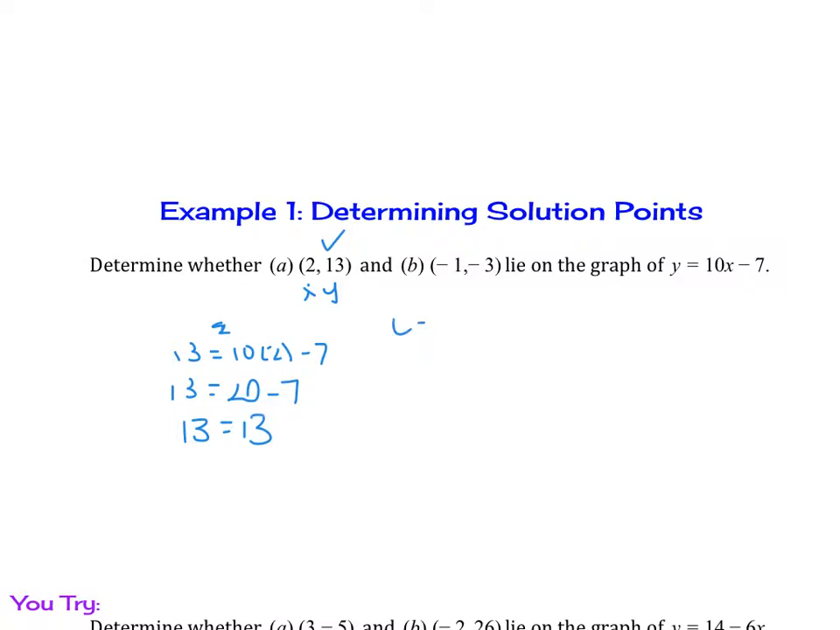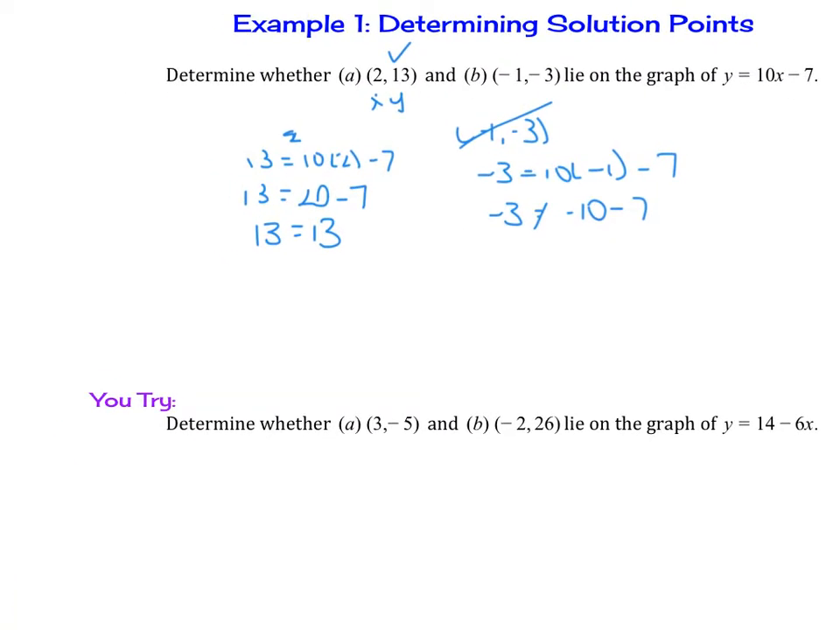So let's try (-1, -3). So -3 equals 10 times -1 minus 7. So -3 equals -10 minus 7. So that definitely does not equal. So (-1, -3) is not a solution.